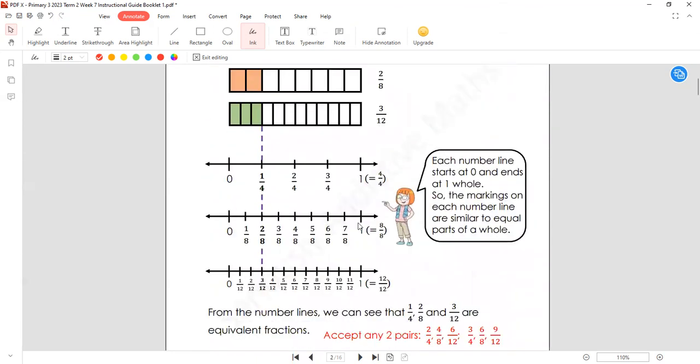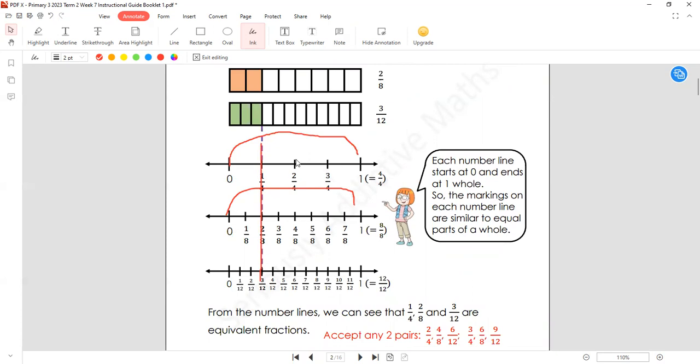And then they can actually look at this from a number line as well. So from 0 to 1 whole, all these are 0 to 1 whole. If you break up the number lines into different parts, the first one is broken up into 4 parts, the second one into 8 parts, and the third one into 12 parts. You'll see that 1 out of 4 is the same as 2 out of 8, and the same as 3 out of 12.